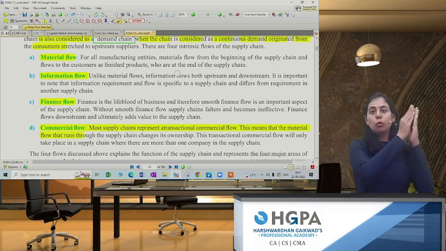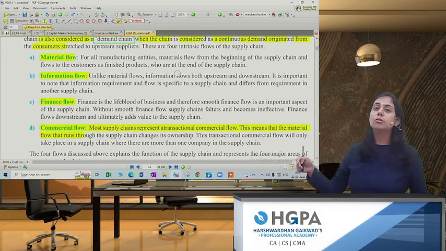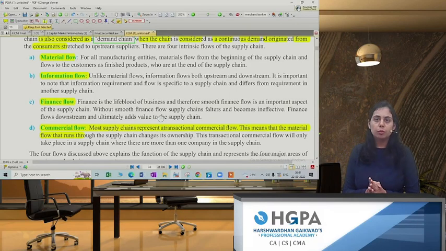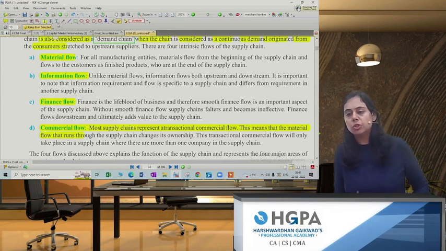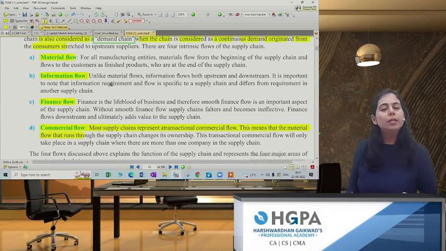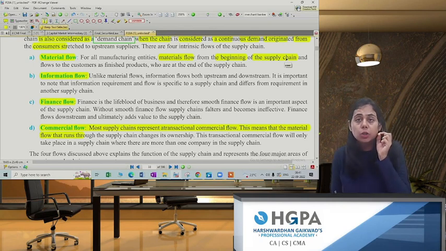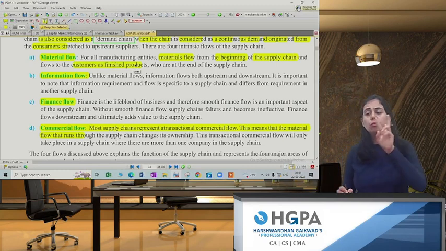So information will be flowing from downstream as well as from upstream. How? We need to also get the information from the customer on whether the customer is satisfied. So there are four types of flow in a supply chain. That is the material flow, information flow, finance flow, and next comes the commercial flow. Cool. Material flow means what? In all the manufacturing entities, the material flows from the beginning of the supply chain. Supply chain will start only when there is a flow of the material so that the finished goods for the customer can be created.